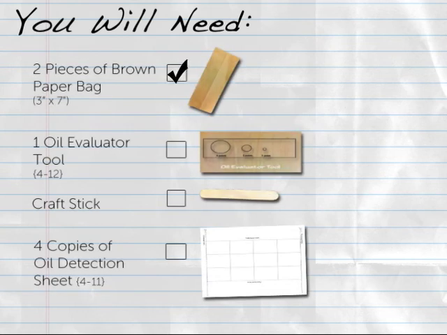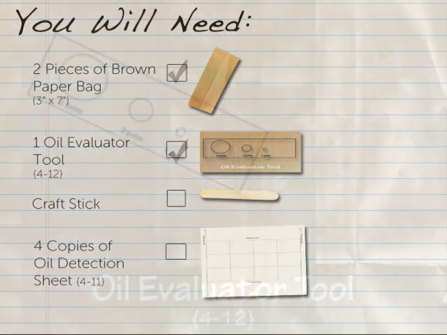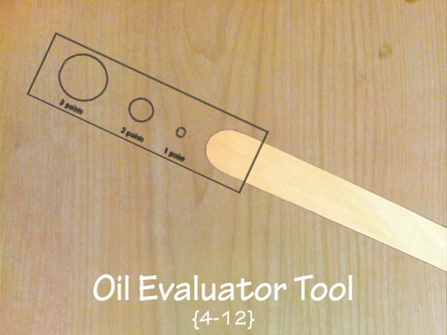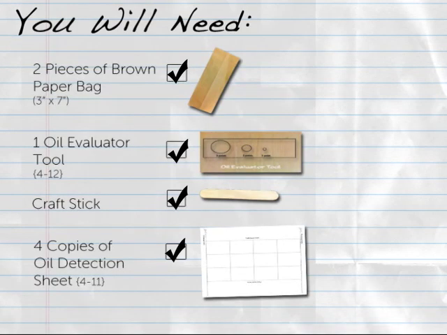2 pieces of brown paper bag, one for each part of the lesson. Each piece should be cut in an approximately 3-inch by 7-inch rectangle. 1 oil evaluator tool, made out of 1 strip from a transparency of Oil Evaluator Template 4-12, attached to a craft stick using cellophane tape. And 4 copies of Oil Detection Sheet 4-11, 2 for each part of the lesson.